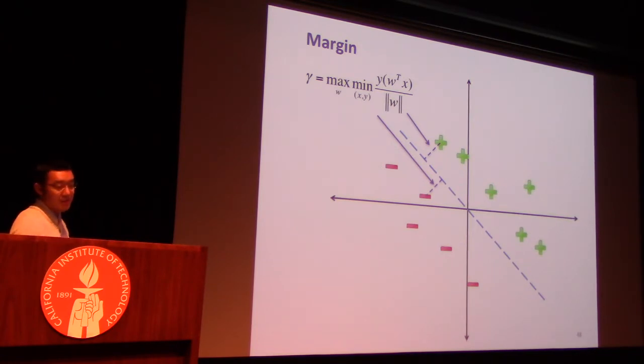So the margin is simply, and here again I'm suppressing the b for simplicity, you find the w for any w that has zero classification error. You look at the closest distance of an example to the hyperplane, and that is given by this quantity right here. And you find the w that maximizes this distance. And that is known as the margin.